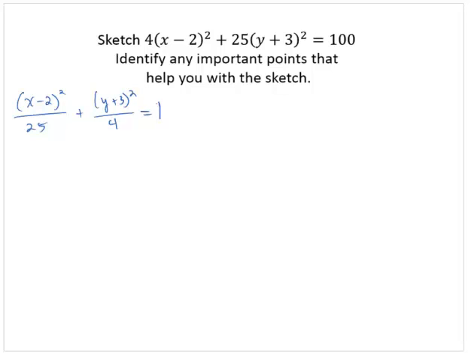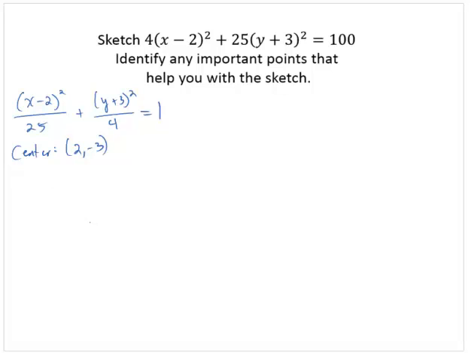And so now I recognize this as the equation of an ellipse, but it's been translated, so the center is no longer at the origin. In fact, the center is at 2, negative 3. Taking the x quantity equal to 0 gives us x equals 2, and the y quantity equal to 0 gives us y equals negative 3.